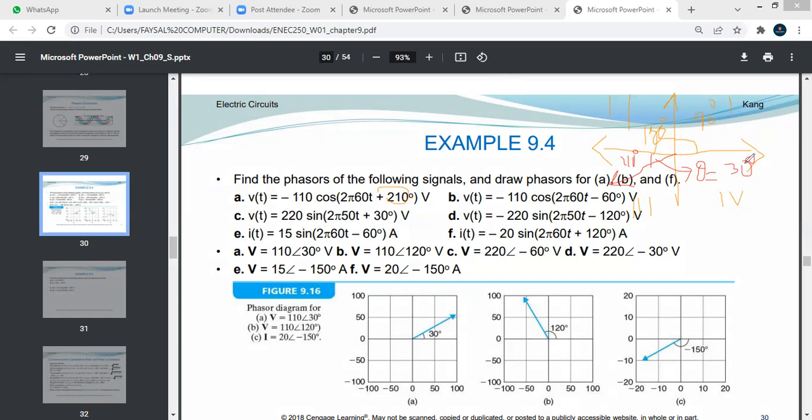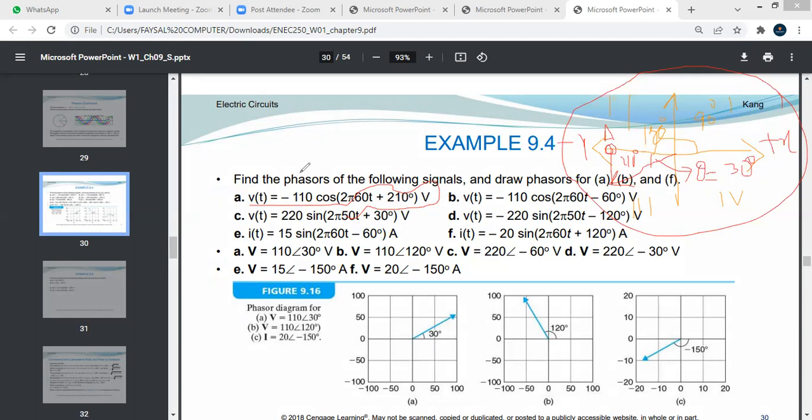Now the second part is my amplitude. Here, from this point, when I join here, this is my positive x-axis and this is my negative. So this value of amplitude is -2. So this is the phase diagram for my A part. That is, V of t equals to, sorry, I have to cross it. V of t equals minus 110 cos(2π60t + 210). 210 will be my phase shift.